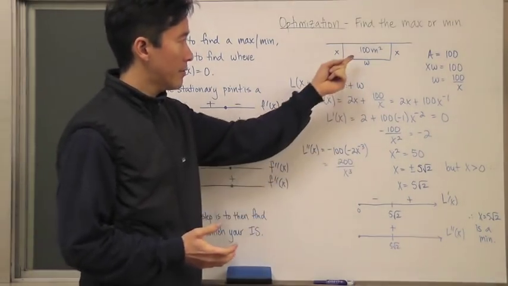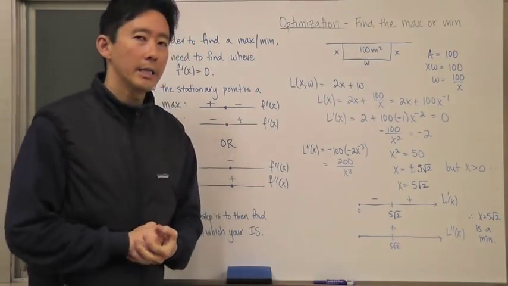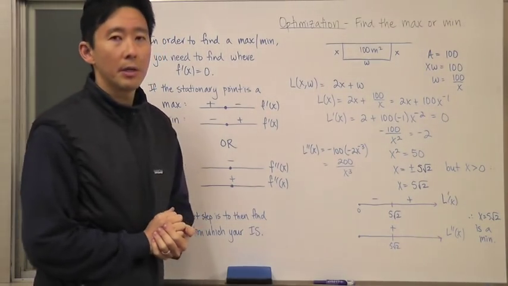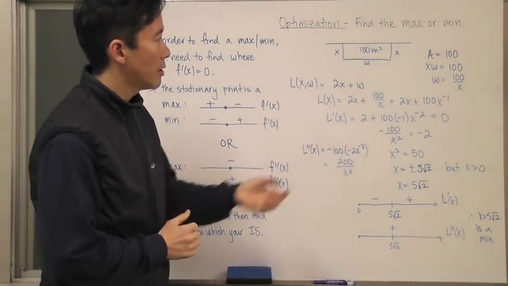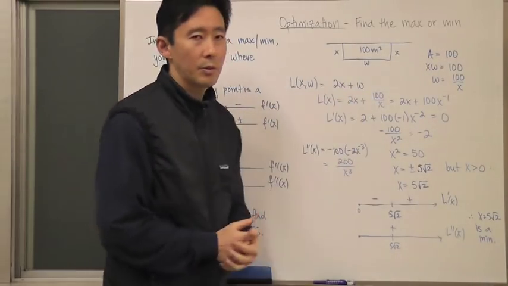Well, the other piece of information that we haven't used yet is that the area is going to be 100 square meters. Now, if the area is 100 square meters, we know that area is the same thing as length times width.